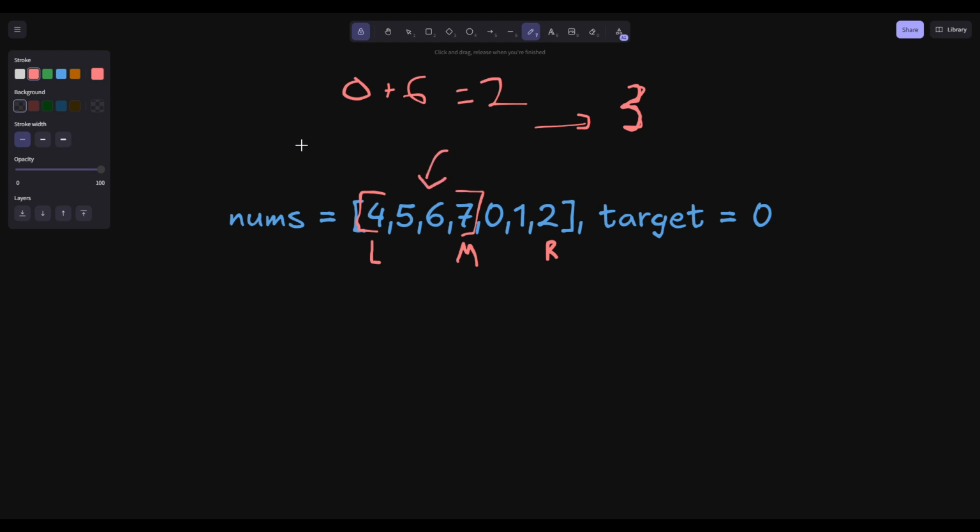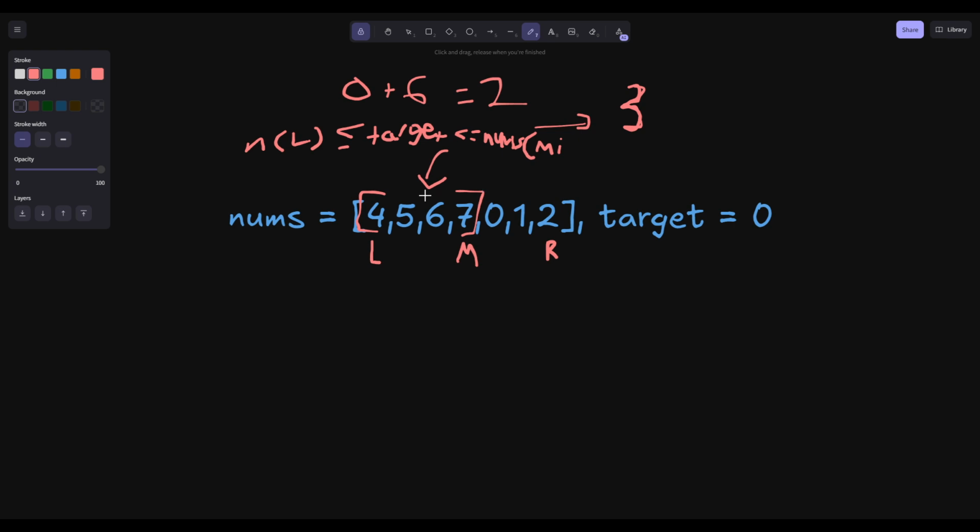So we would do nums of L, right? I'm just going to abbreviate it like this so I can write faster. Nums of L, target less than or equal to nums of mid. Okay, that's how we're going to check it programmatically. Is target basically between this point here and this point here? Does target exist somewhere in there? And the answer is no, right?